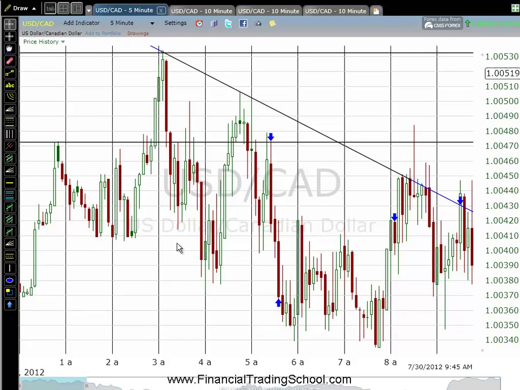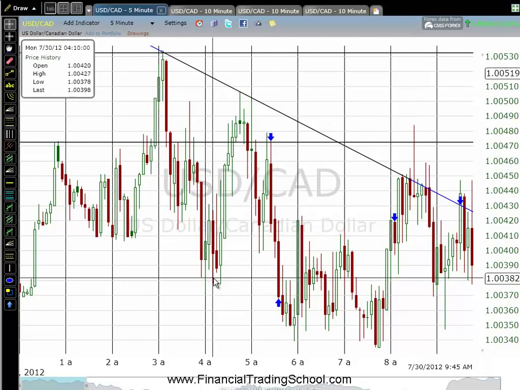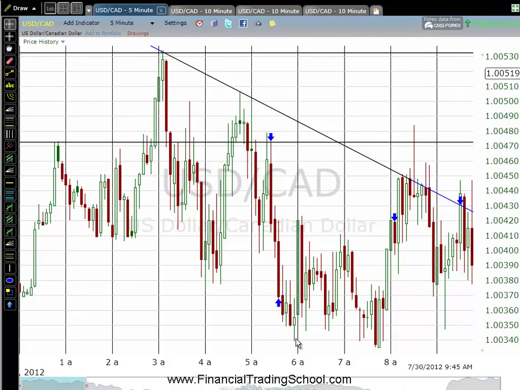But here you can kind of see there's this trend here. This is a high, this is a lower high, this is an even lower high there, and then this is a low, a lower low, and a lower low. So it looks like a downtrend is forming.